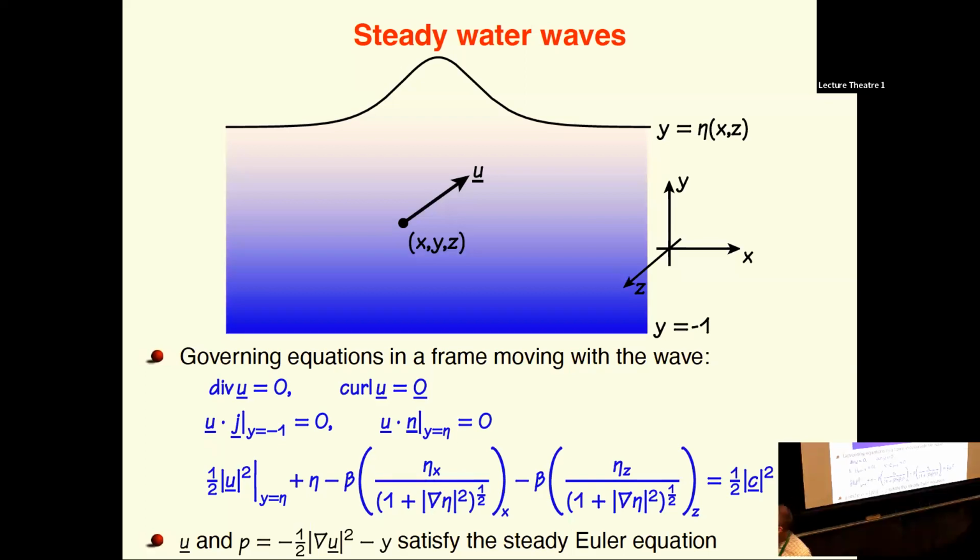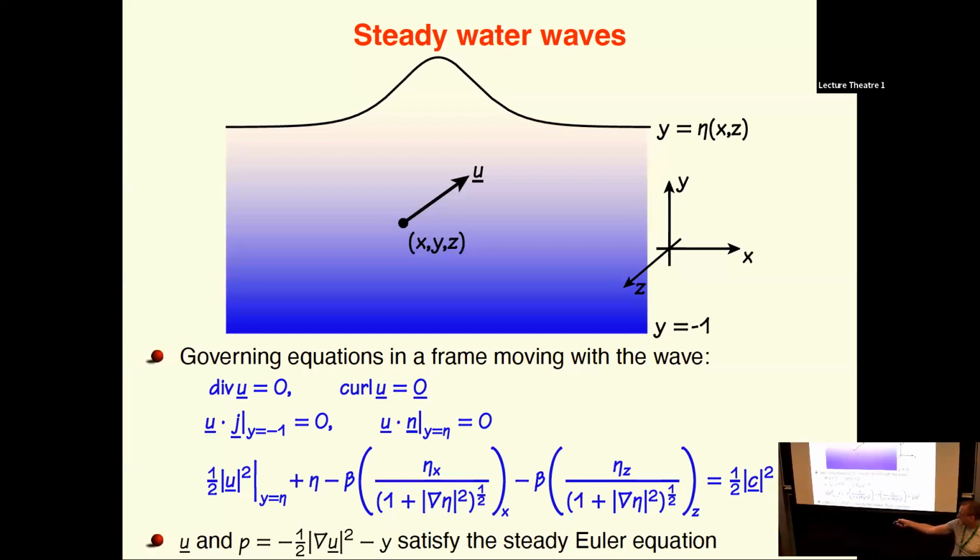Just a few more bits of notation. So these are the conditions at the boundaries. N is obviously the normal vector at the surface, and this J is the normal vector at the bottom. So the I, J, K are the three usual unit vectors. And so what you have to do is solve these. And once you've solved these, you recover the pressure from this formula, minus 1/2 the gradient of U squared minus Y, and then you find that U and P satisfy the steady Euler equation, and so you've solved your problem. The notation here, by the way, if div and curl are written out in full, it's 3D div and curl, but you see you've got nabla, this means 2D, just X and Z. This should be clear from what's coming later.